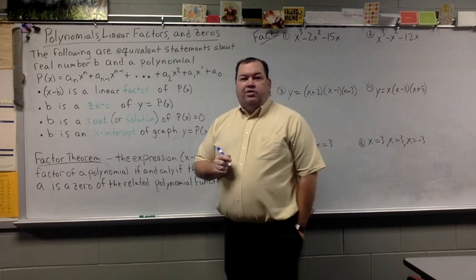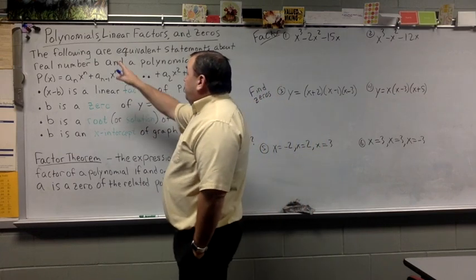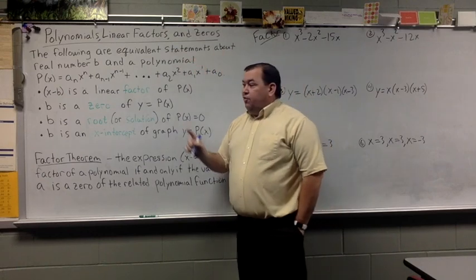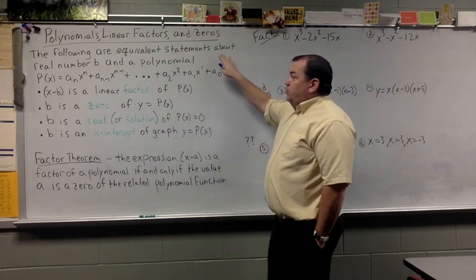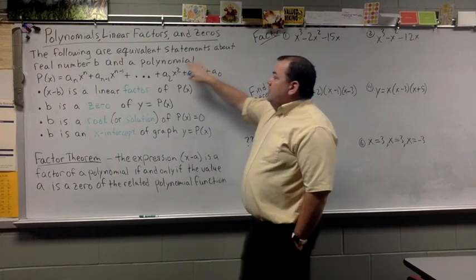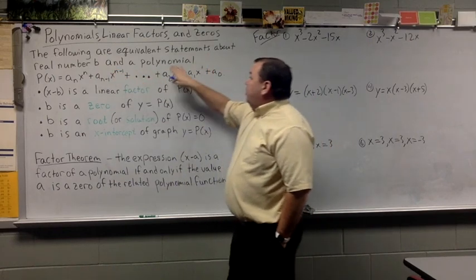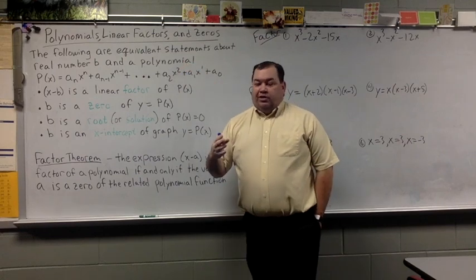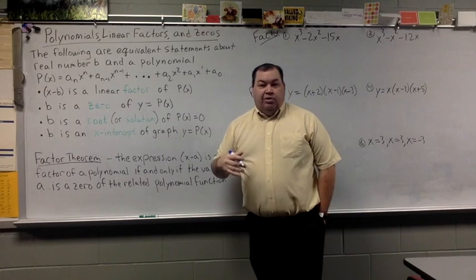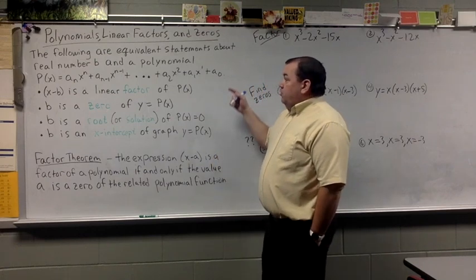Today we're going to dive into the relationship between polynomials, linear factors, and zeros. And the first thing I have up here is an equivalency theorem. It says the following statements about b and a polynomial are all equivalent. And this is the polynomial. Here's that standard form of a polynomial that we've talked about in other videos.